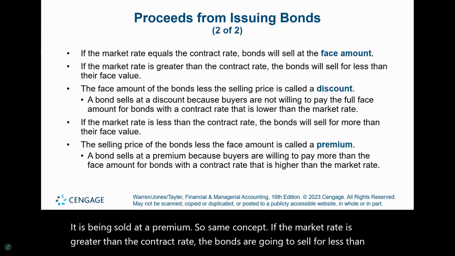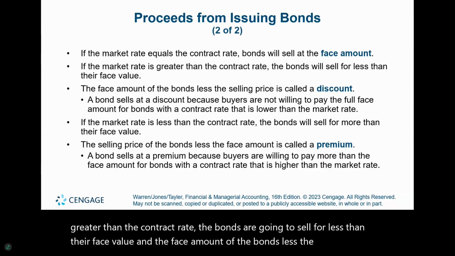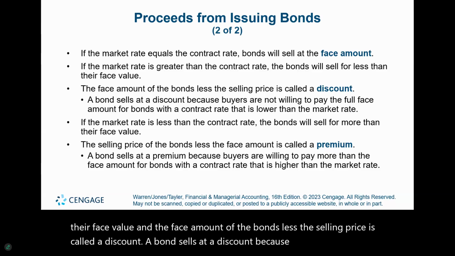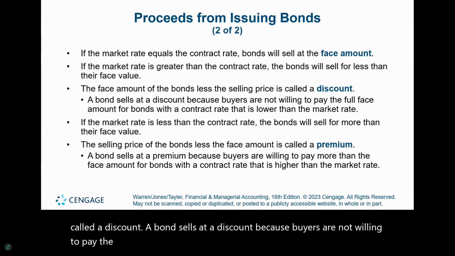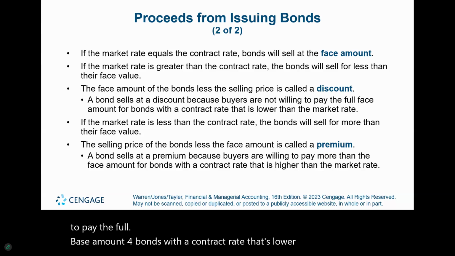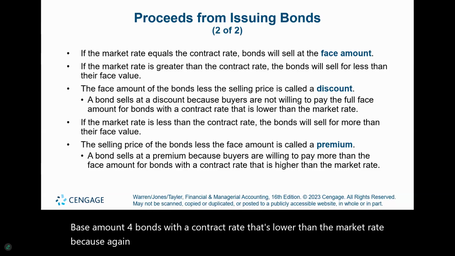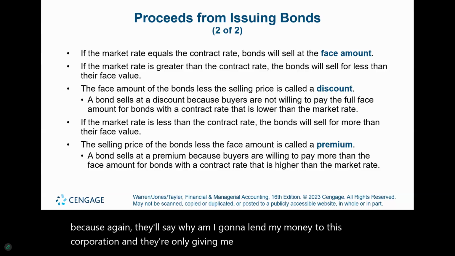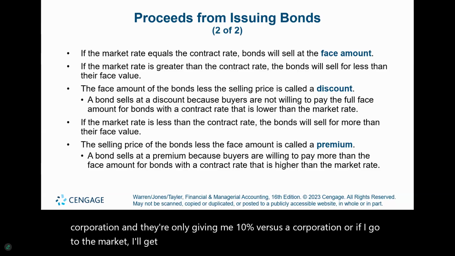And the face amount of the bonds less the selling price is called a discount. A bond sells at a discount because buyers are not willing to pay the full face amount for bonds with a contract rate that's lower than the market rate. Because again, they'll say, why am I going to lend my money to this corporation and they're only giving me 10%, or if I go to the market, I'll get 11%, right? So they need to incentivize the bondholders.